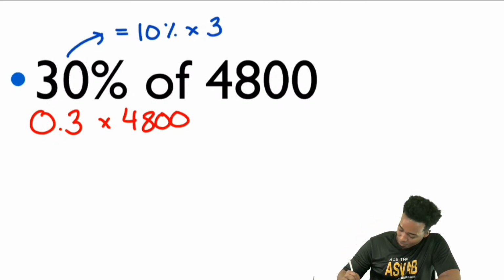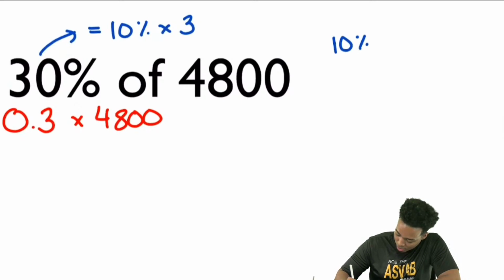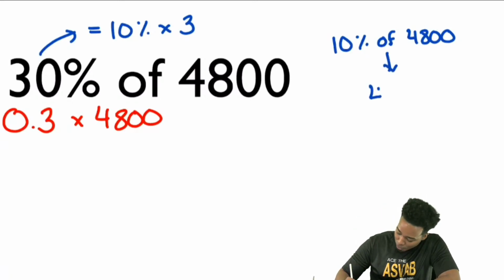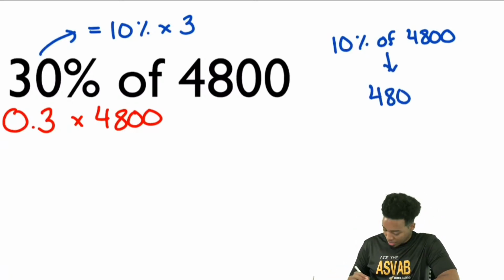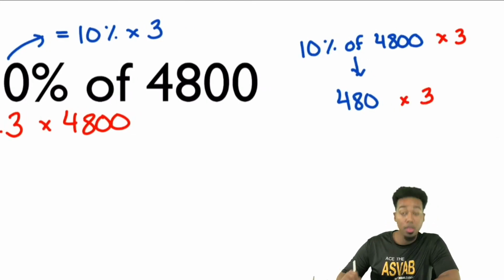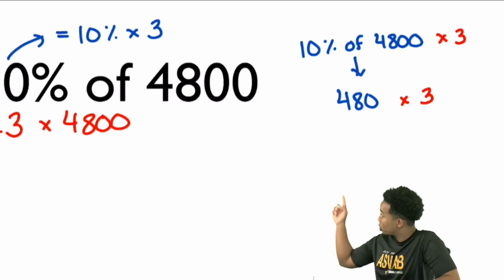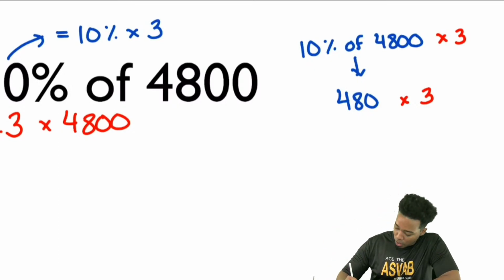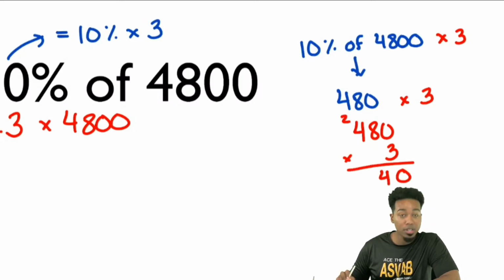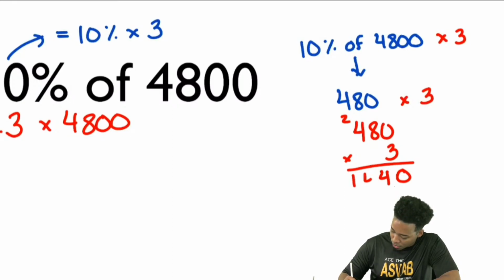So what you'll have is, okay, what's 10% of 4,800? Well, that's going to end up being dividing by 10. So that ends up being 480. And then we go ahead and multiply by the 3. So we can make it 30% because the 480 is just 10%. So we do 480 times 3. 0, 8 times 3 is 24. 4 times 3 is 12. Carry the 2, 14. And there it is, 1440.